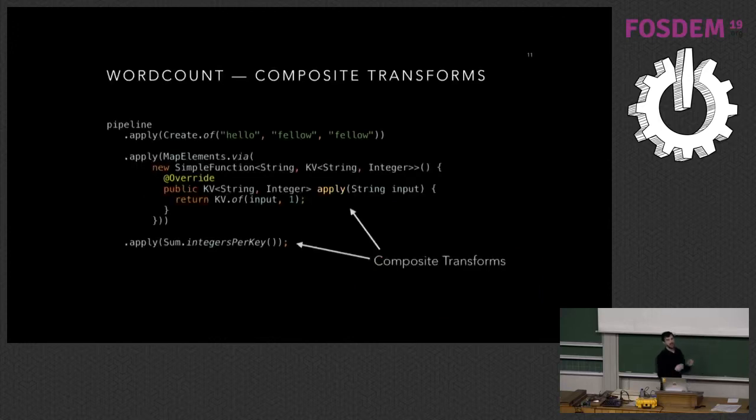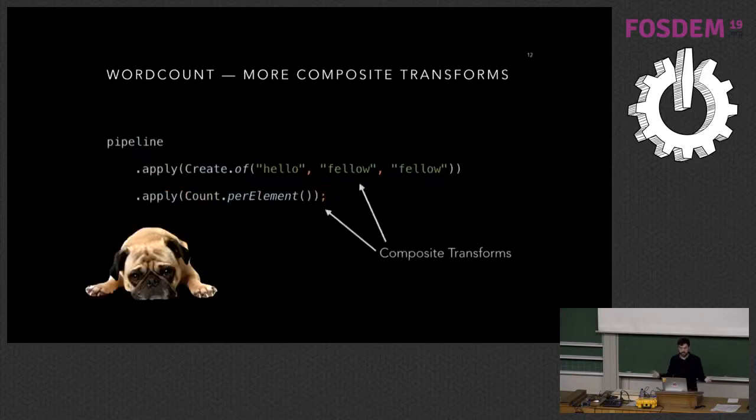Luckily, we have composite transforms, so we can simplify this further. Instead of the first ParDo with the DoFn, we just use a MapElements function, which is slightly simpler. And we use the SumIntegersPerKey composite transform, which sums up the number of occurrences for each key. We can simplify this even further by just using the Count.perElement composite transform. So that looks pretty simple, right?